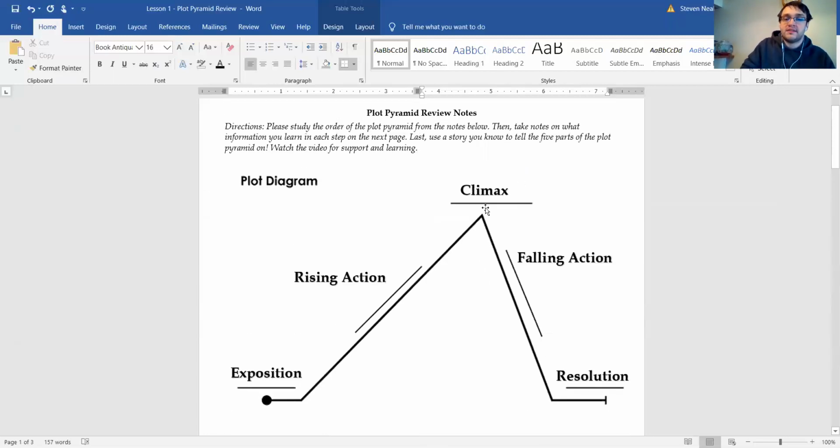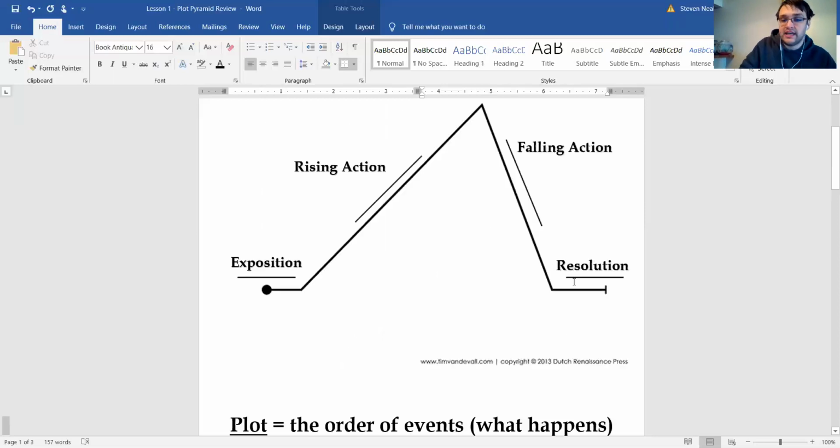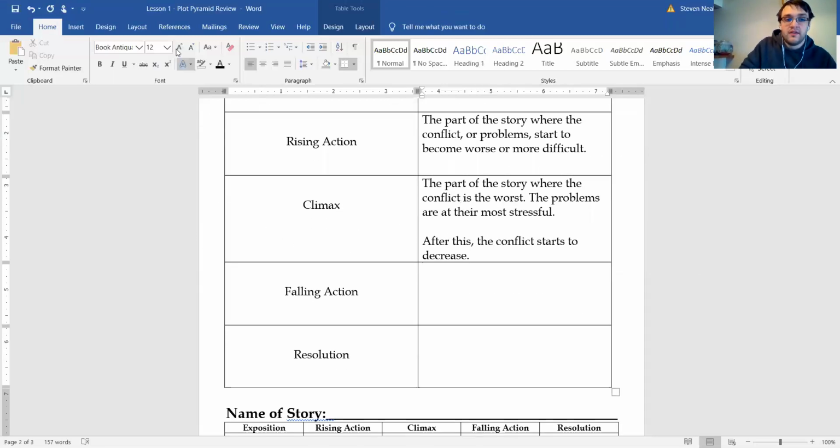After the climax, we have to go down the other side of the plot pyramid. And so we go the opposite way that we came in. We came in with a rising action. Now we're going to go down with the falling action. The falling action is the part of the story where the conflict or problems start to get better.